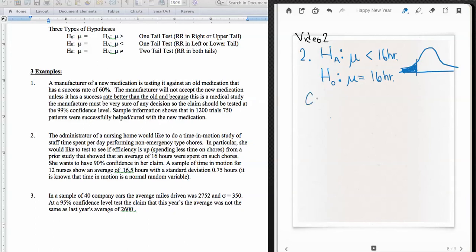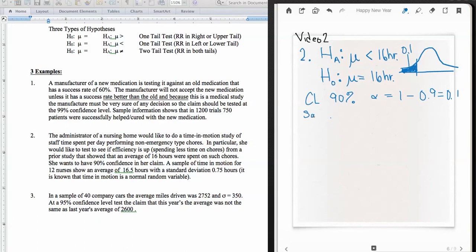So I'm going to write down here that my confidence level is 90%. And remember, from the confidence level, we're going to find alpha. That alpha is 1 minus my confidence level, which puts it at 0.1. Once I have this 0.1, it goes right here. That is what we're going to use to test our claim once we get the test statistic and then find the probability.